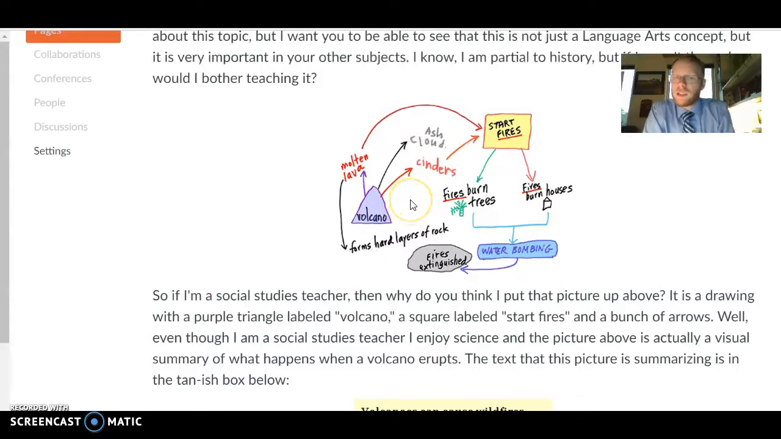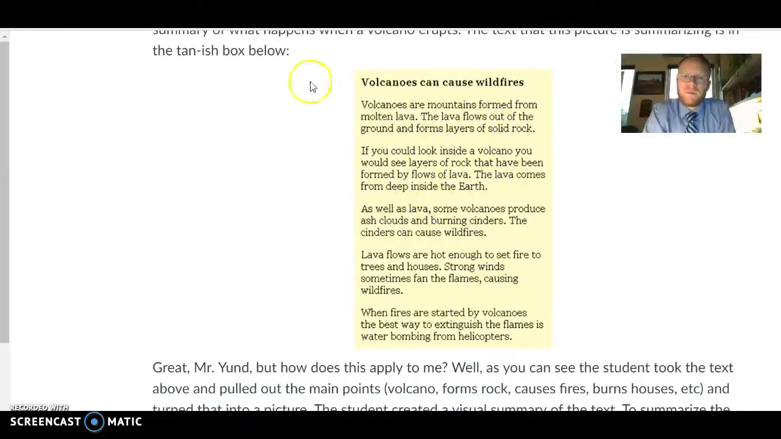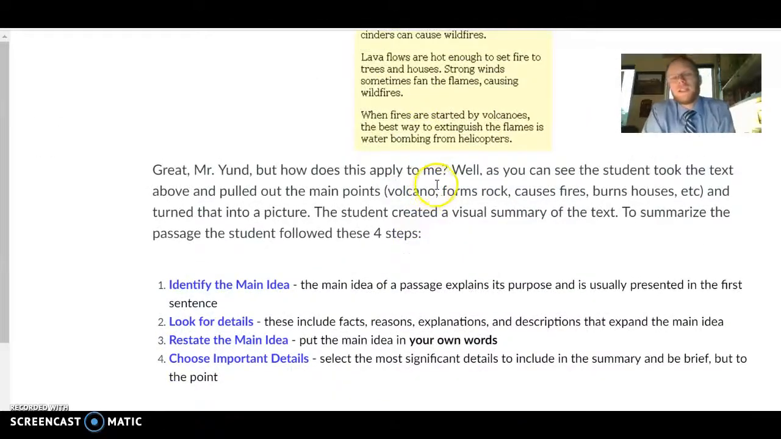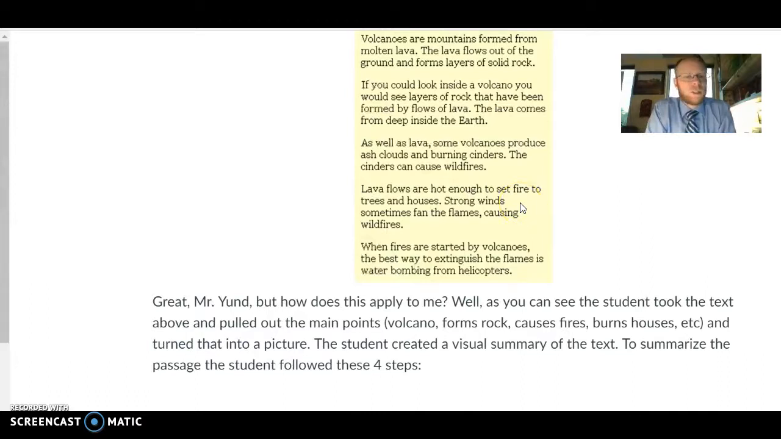Well, even though I'm not a social studies teacher, I enjoy science, and the picture above is actually a visual summary of what happens when a volcano erupts. How about that? The text that this picture is summarizing is in this tannish box right here. You can go ahead and read that. So there we go, a visual summary. That's exciting. Great, Mr. Young, but how does this apply to me? Well, as you can see, the student took the text in the box, turned it into a picture. The student created a visual summary of the text.